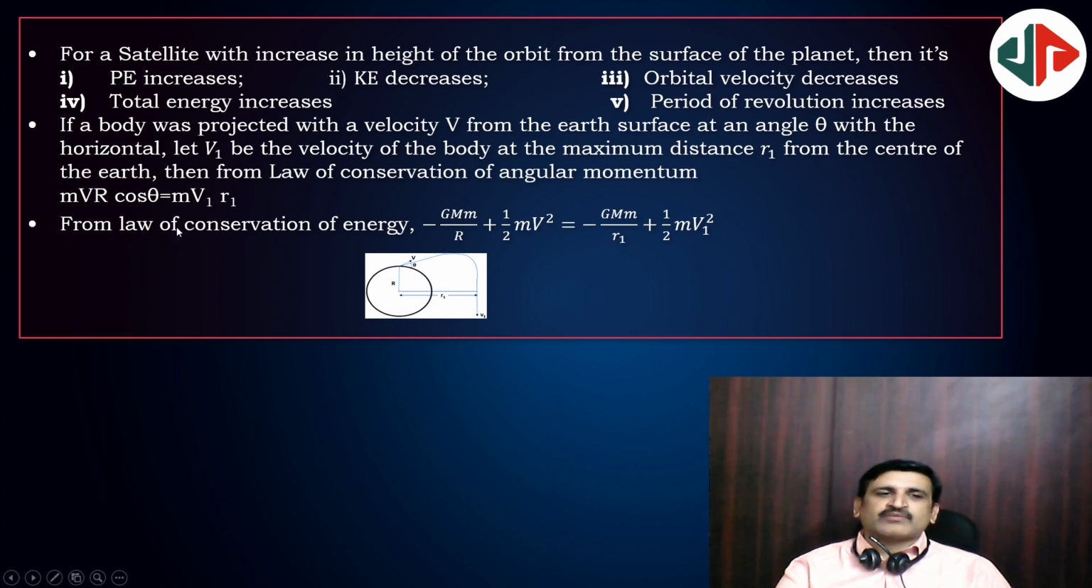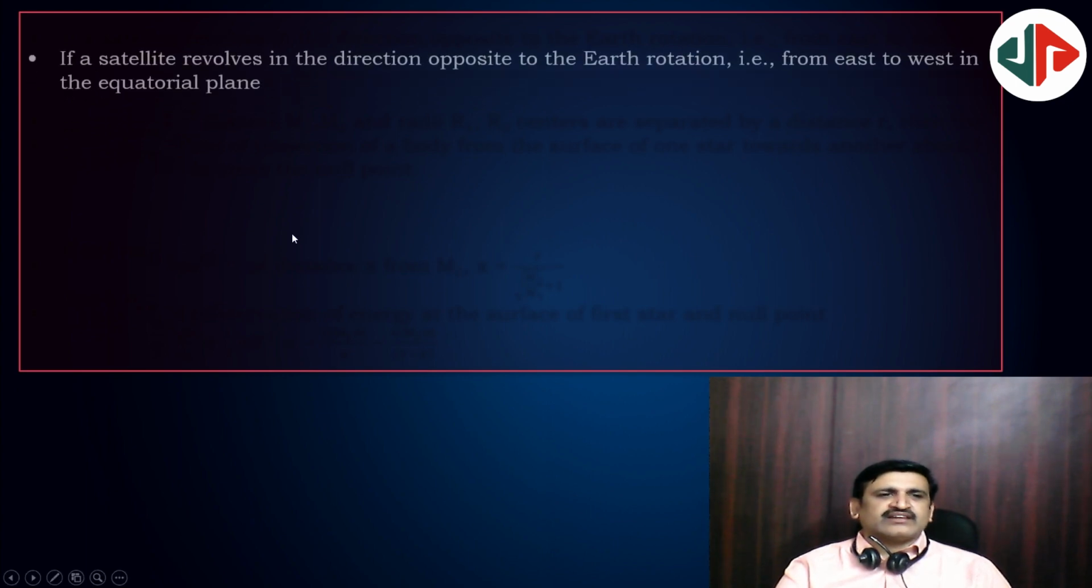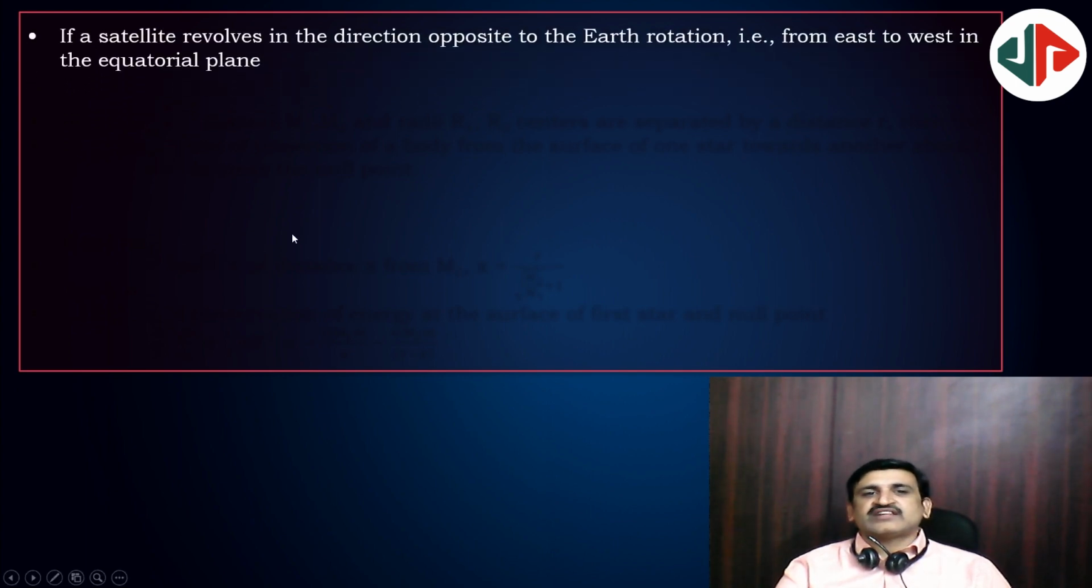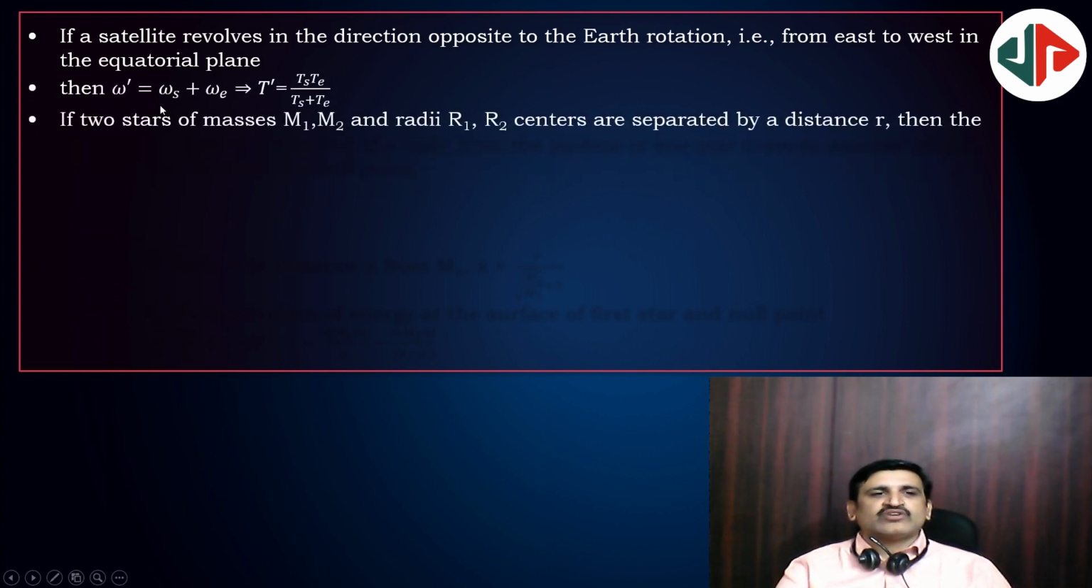For numerical problems calculation sake, this will help you. Conservation of angular momentum you can use always. Next, if a satellite revolves in the direction opposite to the earth rotation, from east to west in the equatorial plane, omega dash is equal to omega s plus omega e, t dash equal to ts te by ts plus te. So very useful formula for problem solving.